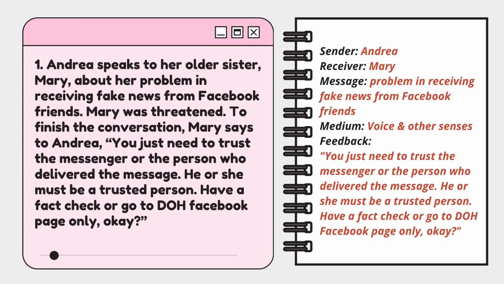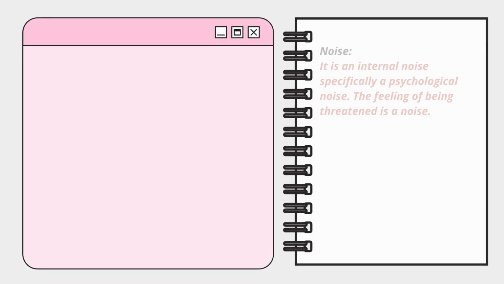Okay, here are the answers. The sender is Andrea, while the receiver is Mary. The message is her problem in receiving fake news from Facebook friends. The medium are the voice and the other senses. The feedback is this: you just need to trust the messenger or the person who delivered the message. He or she must be a trusted person, have a fact check, or go to DOH Facebook page only, okay?